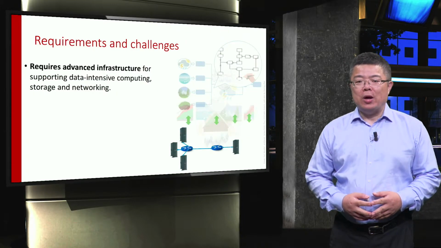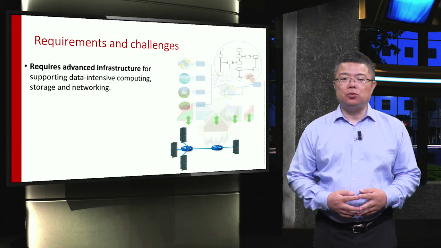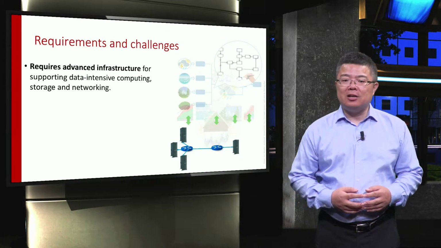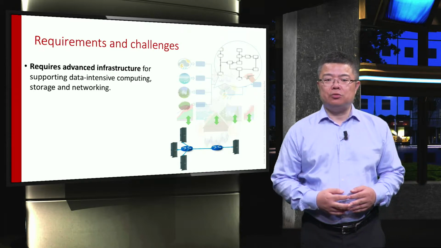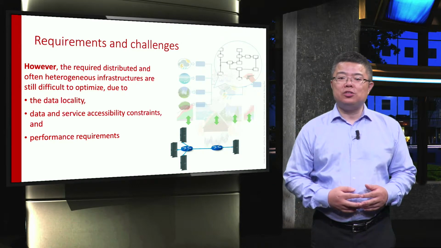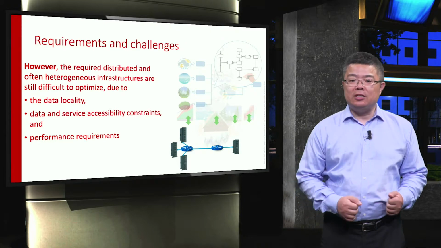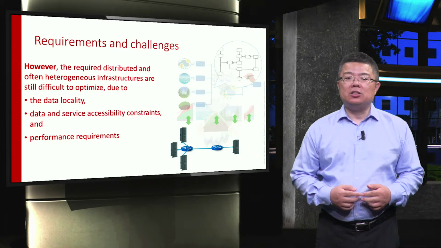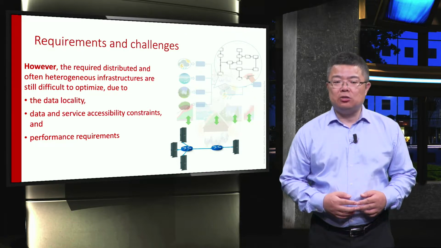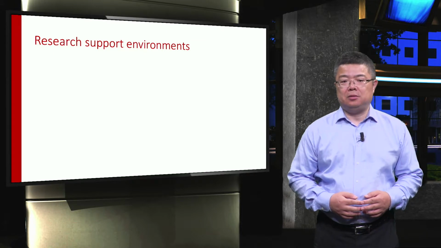Finally, when research activity requires distributed computing resources, the support environment should also provide access to sufficient underlying storage, computing, and network resources. However, the customization and optimization of distributed and often heterogeneous infrastructure, due to data locality, data and service accessibility constraints, and performance requirements, are still difficult. Effective research support environments are needed.